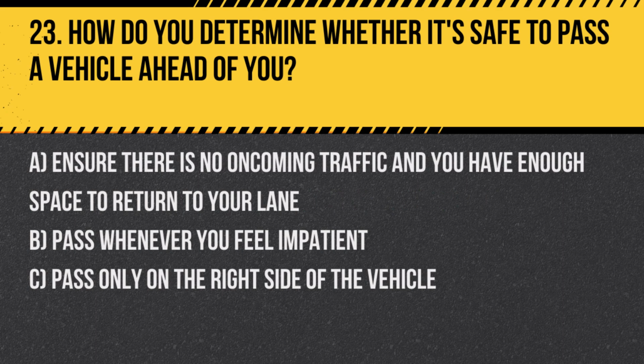Question 23. How do you determine whether it's safe to pass a vehicle ahead of you? A. Ensure there is no oncoming traffic and you have enough space to return to your lane. B. Pass whenever you feel impatient. C. Pass only on the right side of the vehicle. Answer: A. Ensure there is no oncoming traffic and you have enough space to return to your lane. Safe passing involves checking for clear oncoming traffic and ensuring you have ample space to pass and safely return to your lane without cutting off the vehicle you are passing.